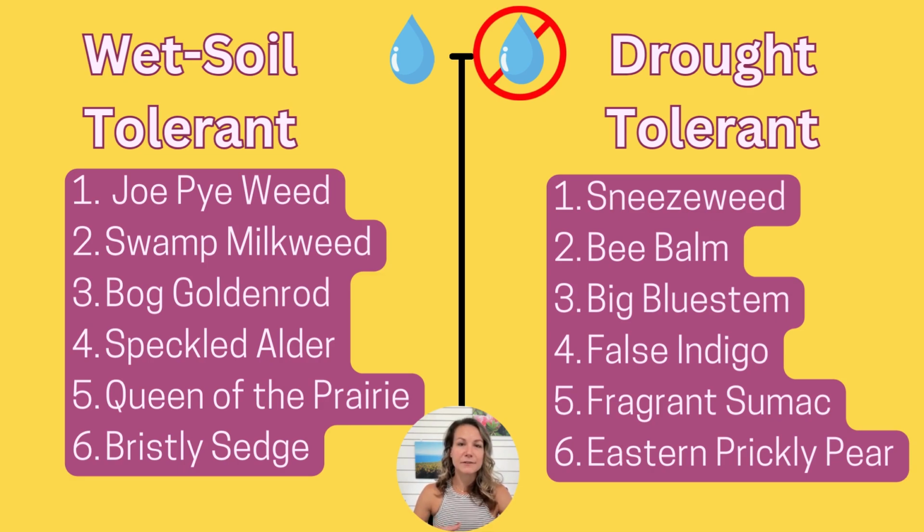Different plants have evolved to thrive in different moisture levels. Joe Pye weed, for example, can tolerate moist soils and is perfect for those wetter spots. Meanwhile, plants like black-eyed Susans or butterfly milkweed prefer well-draining, drier soils and are notoriously drought tolerant and can handle long periods without water. Here are some popular native plant choices for both types of problem areas.